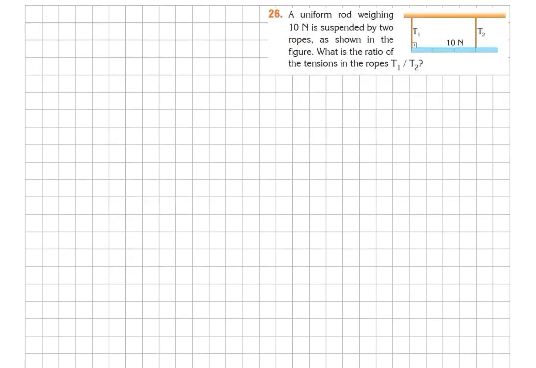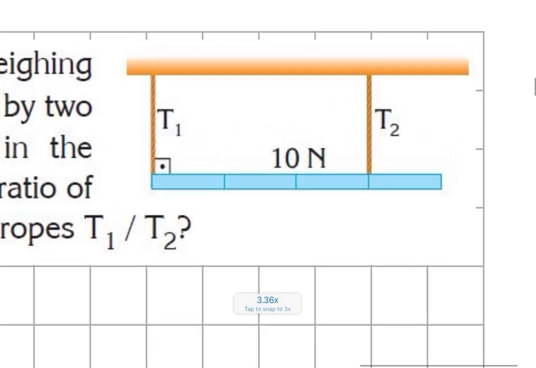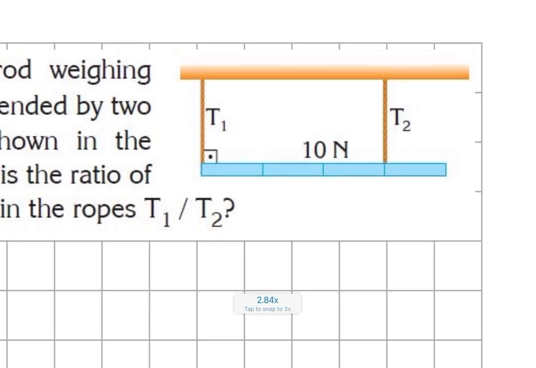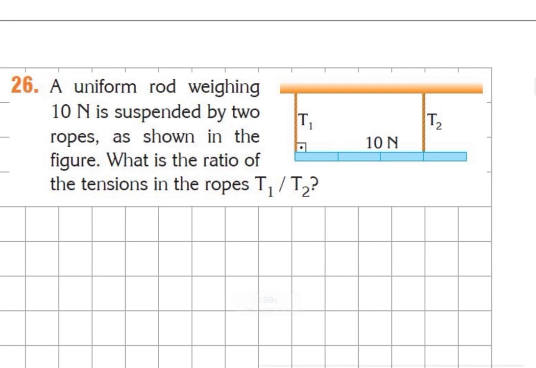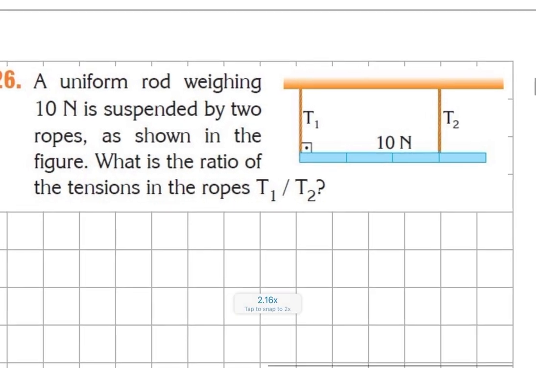Question 26. A uniform rod weighing 10 newtons is suspended by 2 ropes, as shown in the figure. What is the ratio of the tensions in the ropes, T1 over T2? So probably in this question, tension 2 is more than tension 1, because more mass is on the side of tension 2. But here we need to define the ratio of them. Let's try to solve it.